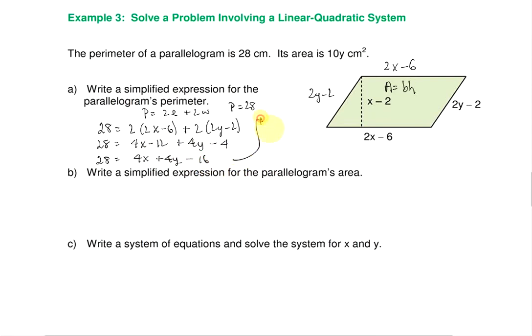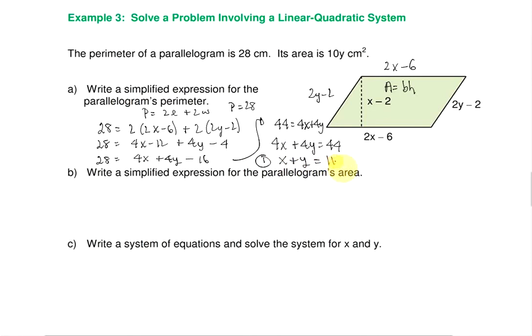So let's move up over here. What I want to do is to bring the negative 16 over to the left and add the 16 to the 28, which will give us 44 equals 4x plus 4y. I'm just going to rewrite it like this: 4x plus 4y equals 44. And notice that all of our coefficients are divisible by 4, so if I simplify this equation, which I will call equation 1, I would get x plus y equals 11.